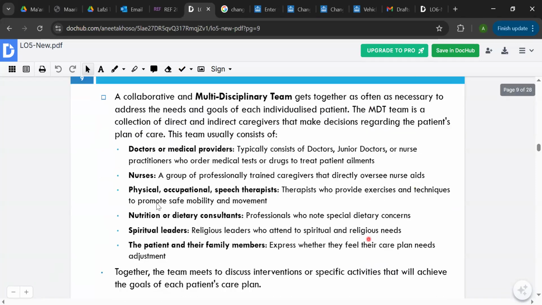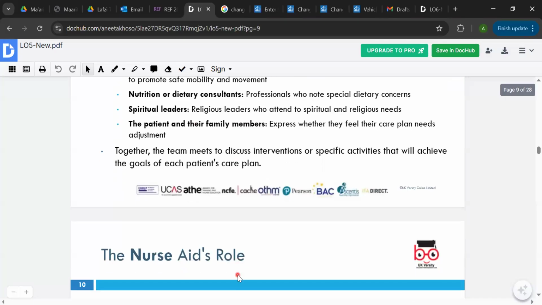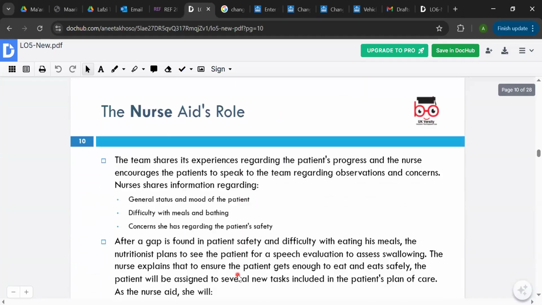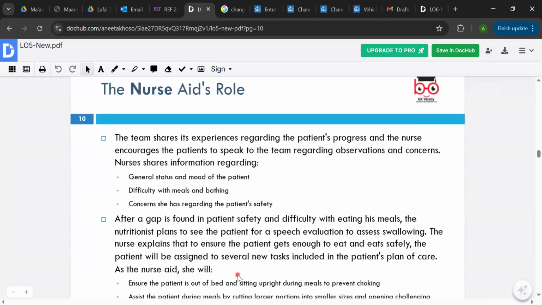Okay, so now we go and outline the responsibilities involved in care planning. It's multidisciplinary. We had talked about all of this, that any or all of these people can be involved in the multidisciplinary approach where you're caring for the person. The nurse aide's role: this team shares its experience regarding the patient's progress, and the nurse encourages the patient to speak to the team regarding observations and concerns.